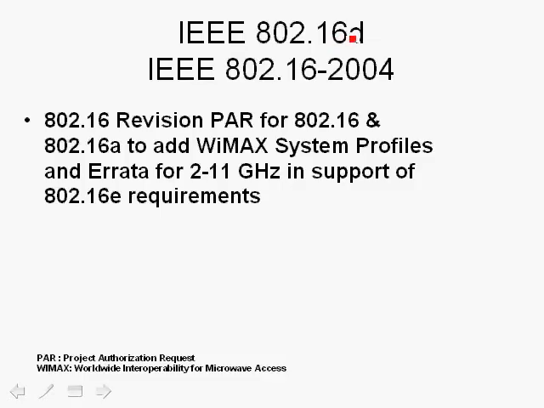802.16d, or more appropriately referred to as 802.16-2004, included a revision, a project authorization request, and importantly includes the WiMAX system profiles and some additions for support for 802.16e.